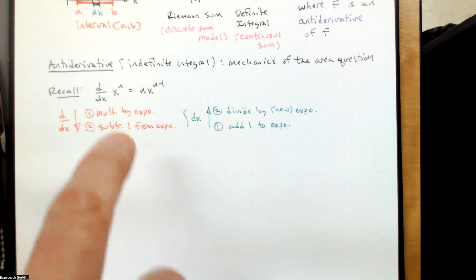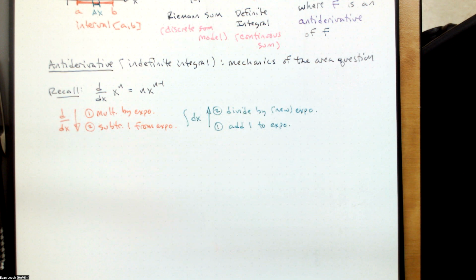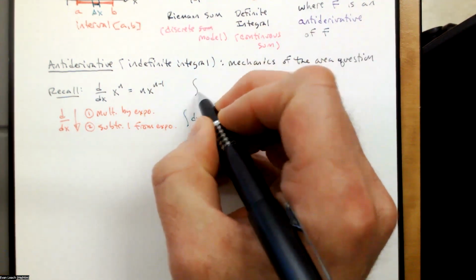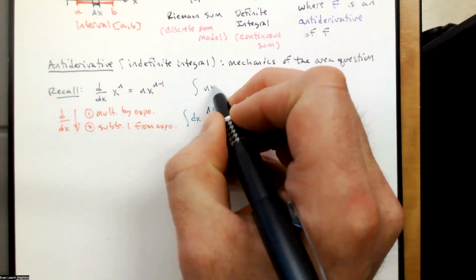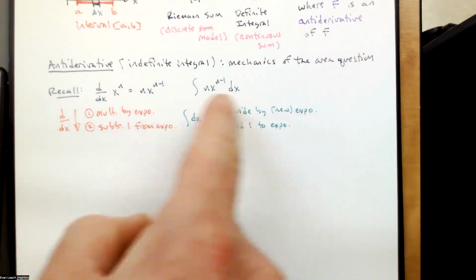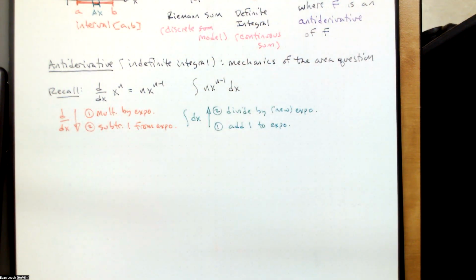So if we integrate nx to the n minus 1, we should get back to x to the n. So what this would look like is the integral of nx to the n minus 1 dx. The integral and the dx is part of the notation. You can't write integral without the dx at the end, at least for now. You don't want to write a dx without an integral at the beginning. It's just math punctuation.